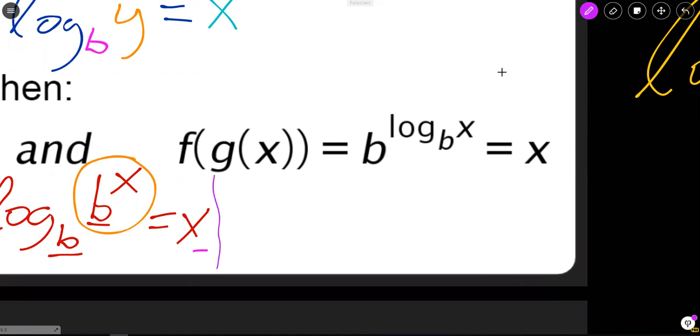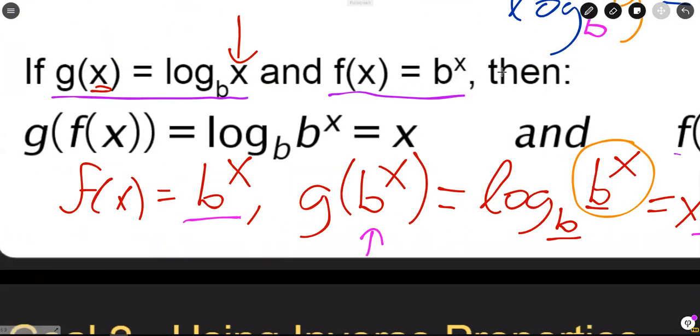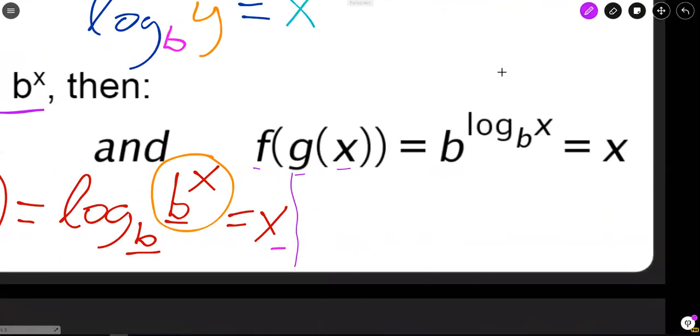So I've got f of g of x. Remember, we read this from outside in, right? So f of g of x. So I input x into g. Remember, my g function is just log base b of x. So g of x is just going to be equal to log base b of x.